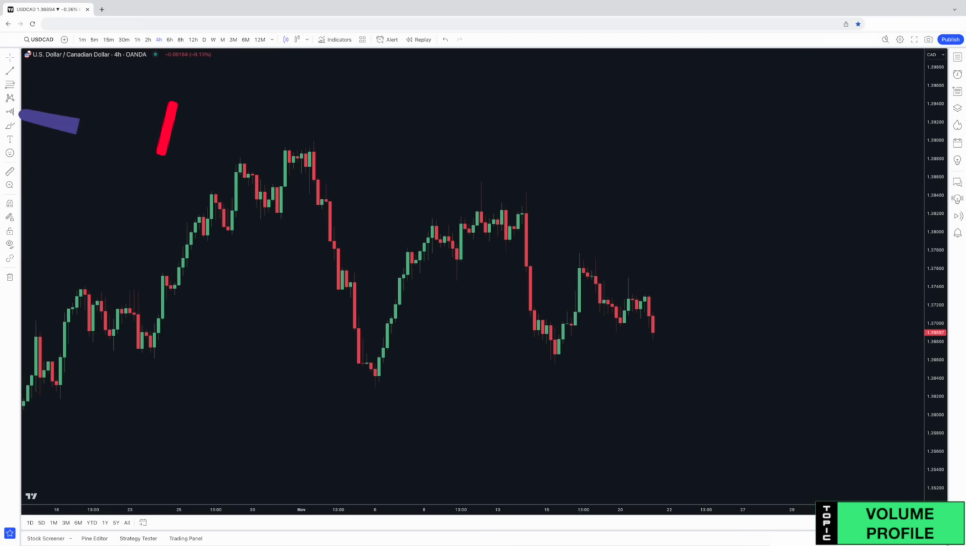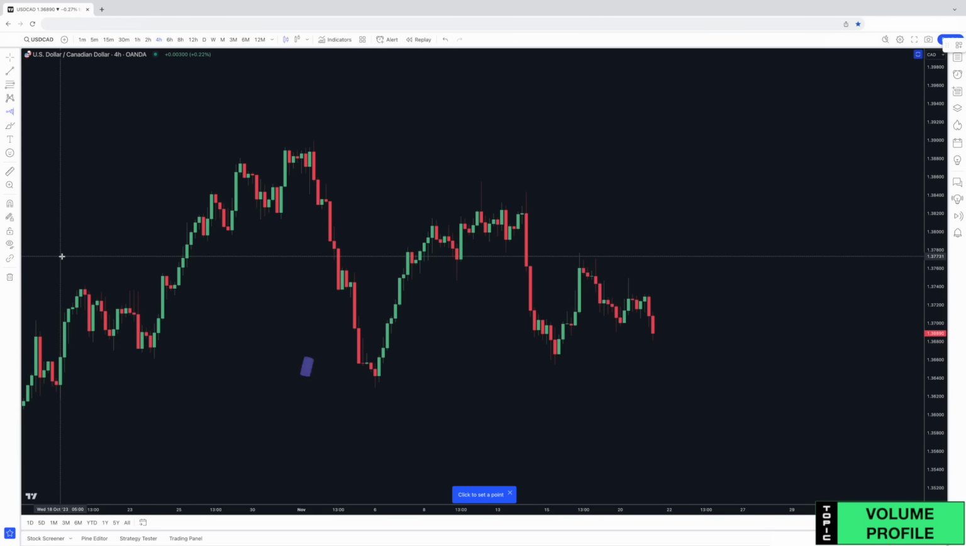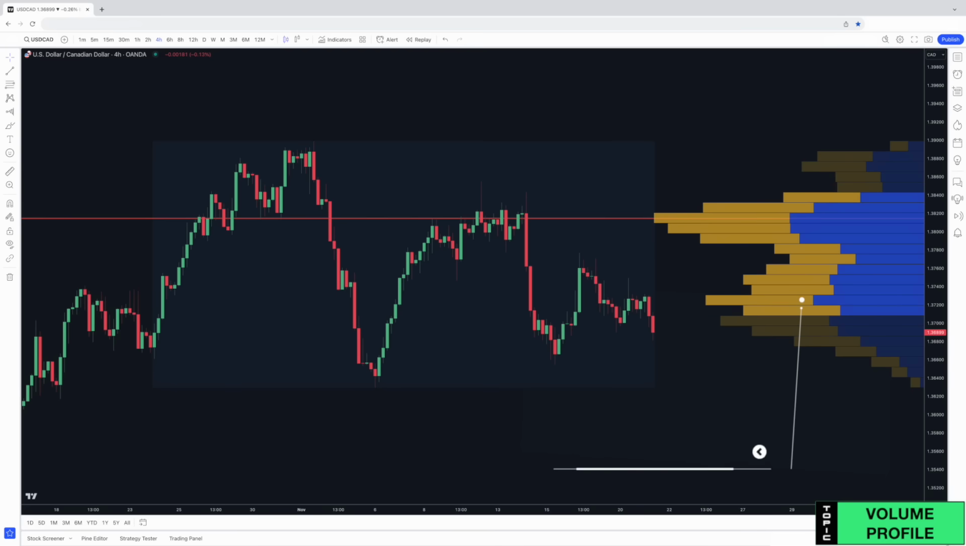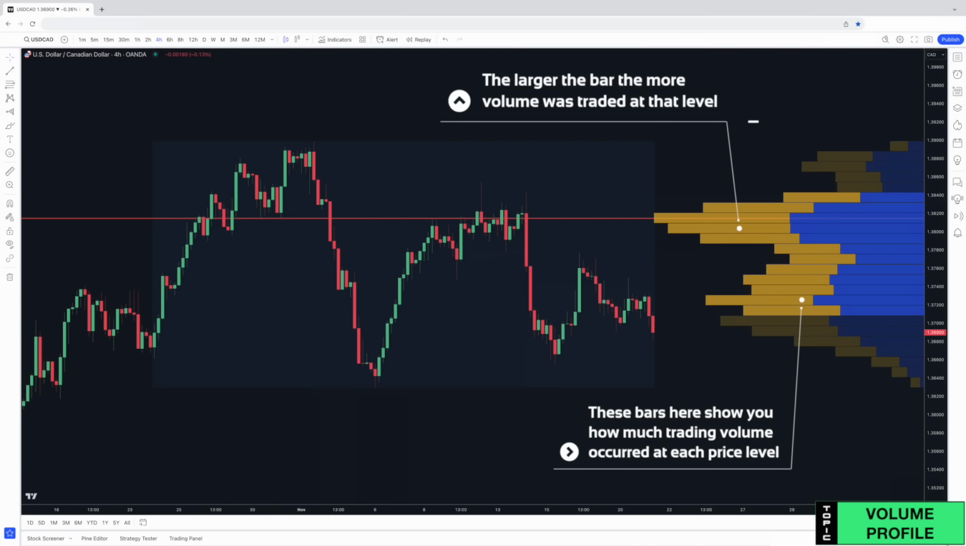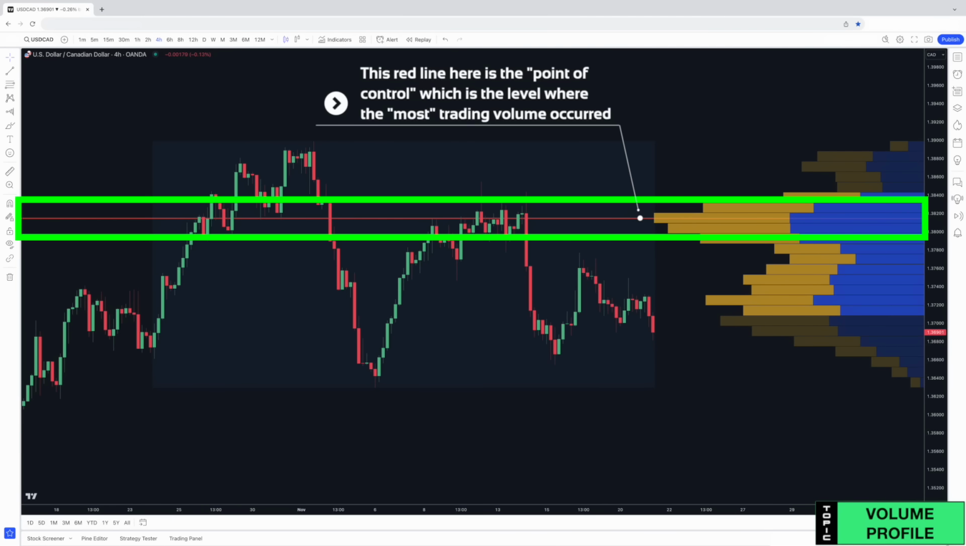To access it, on the left here, under Forecasting and Measurement Tools, click Anchored Volume Profile. Then on your chart, click where you want the volume profile to be applied from, and you'll see it appear to the right. These bars here show you how much trading volume occurred at each price level. The larger the bar, the more volume was traded at that level. This red line here is the point of control, which is the level where the most trading volume occurred.